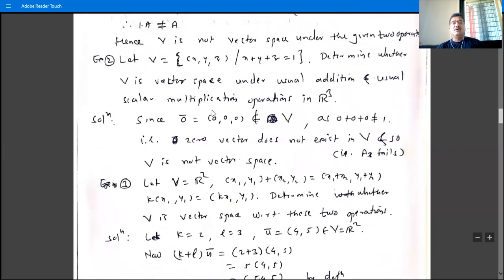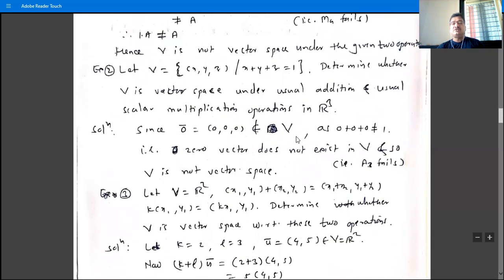So (0, 0, 0) does not belong to V. So what is the property? The A3 property fails for this set, because 0 plus 0 plus 0 is not equal to 1. That is, the zero vector does not exist in V, and so V is not a vector space. So how can we show a set is not a vector space? Just show that out of the 10 properties, one property fails for that set.